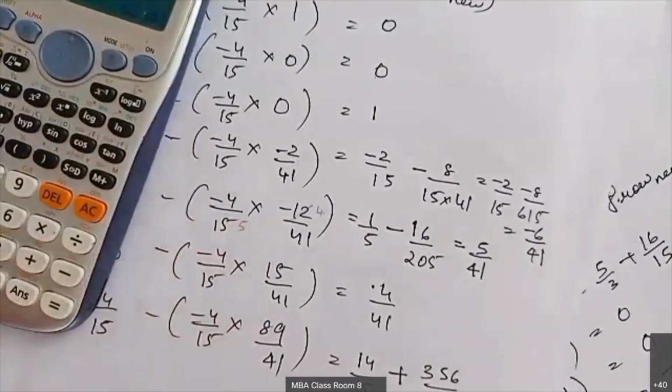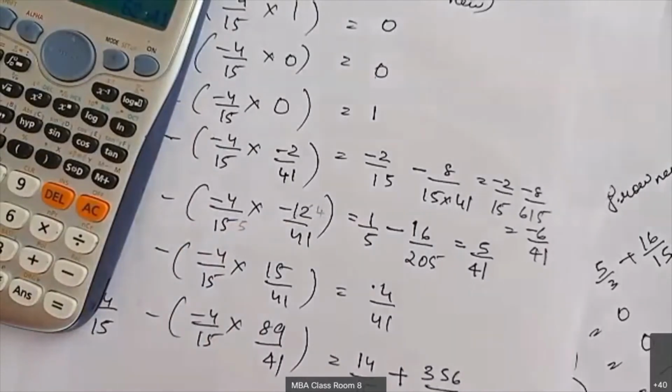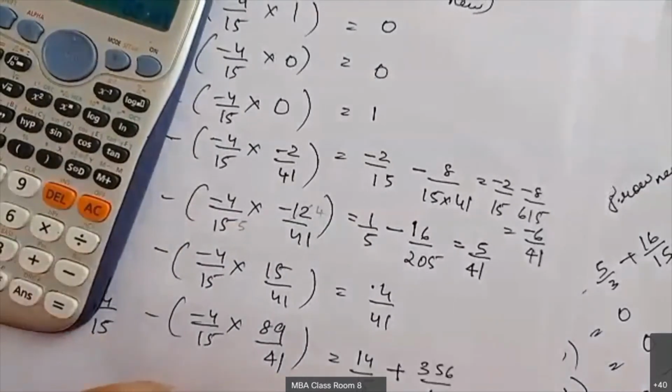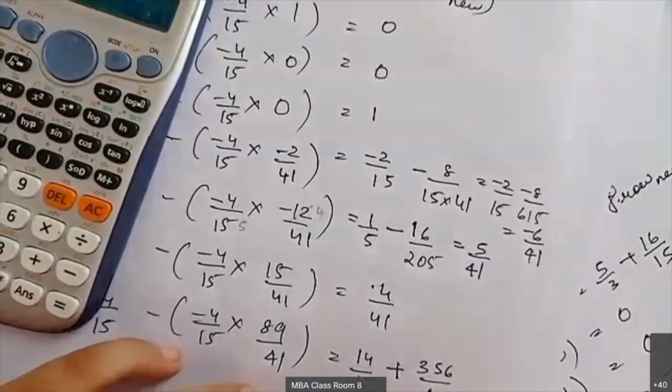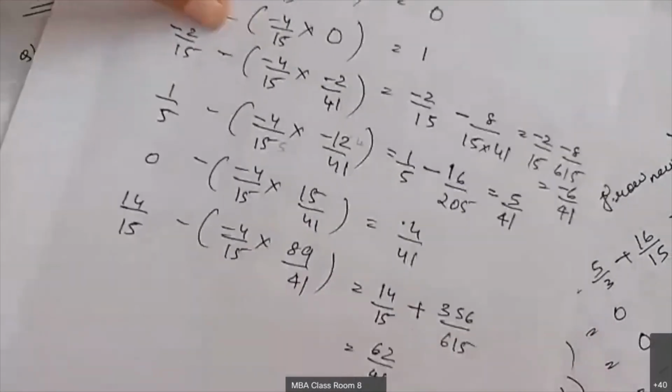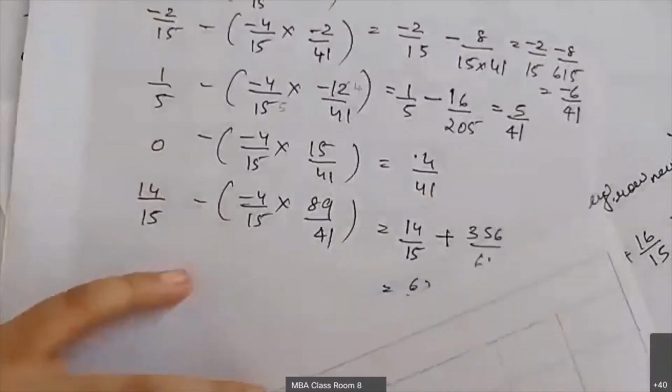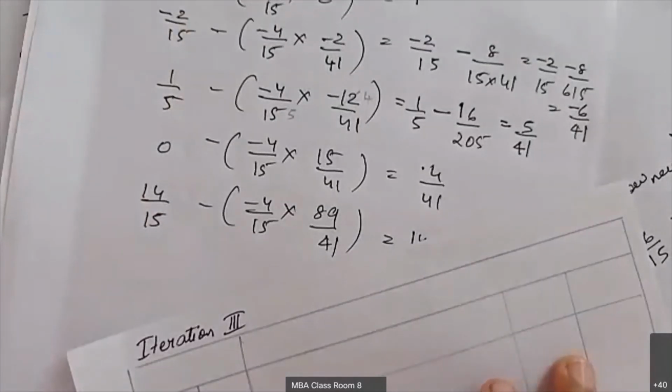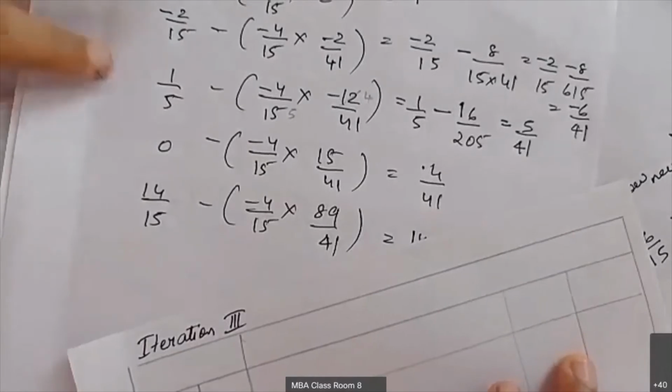Okay, it is 62 divided by 41. Okay, so we have got all the values correct. Now we have the third iteration. For the exam, you will have only maybe 2 iterations, but this is for the safe side. If you do bigger problems, it will be easier for you for the exam.